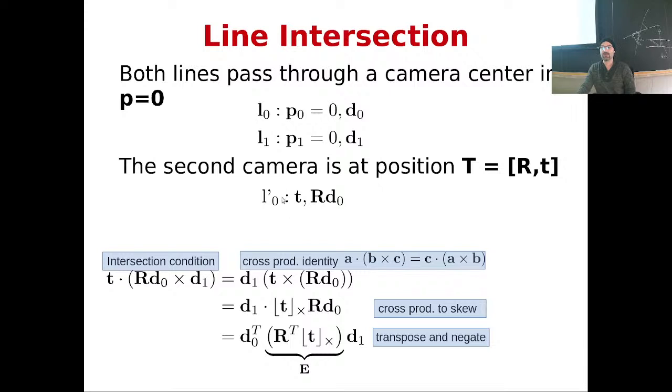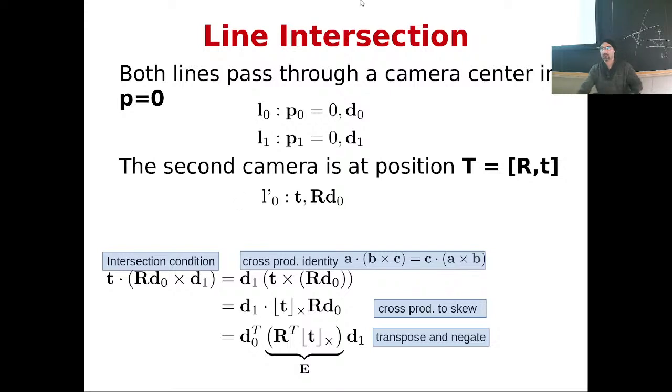Why don't I have R here? If I wanted to apply the transformation to the line L0, I should obtain a point P0, which is R P0 plus T, right? But given that P0 is 0, if I multiply 0 by R, I just obtain 0, and that summed with T gives me T. Clear? Very good. So I have the line, right?